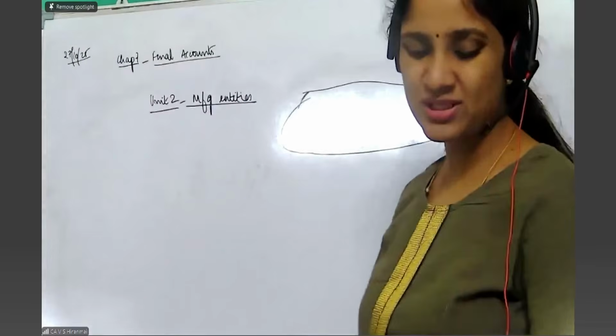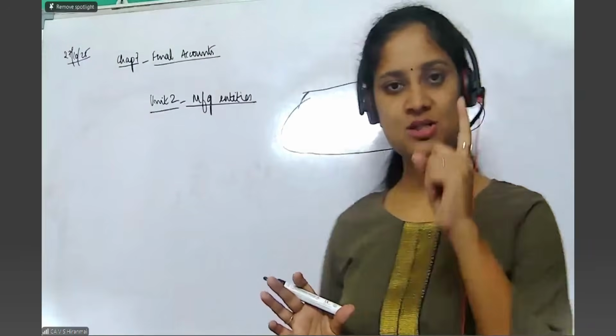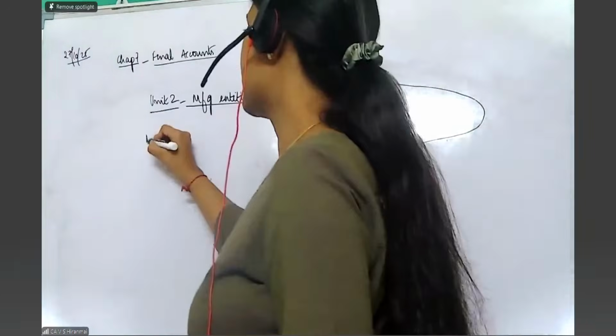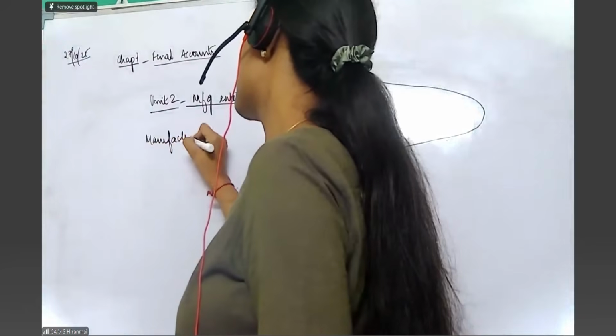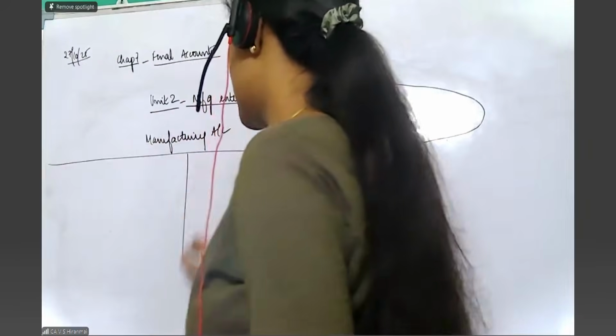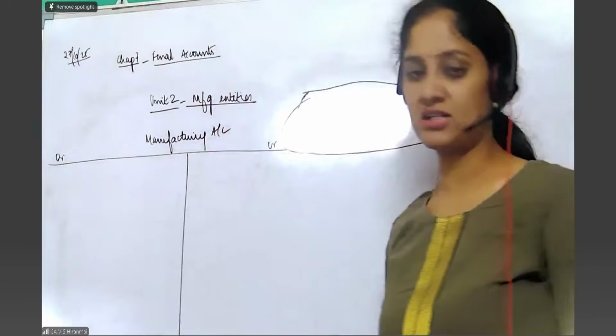So my dear students, it is the same. You will have trading account, P&L account, balance sheet, but there is only one account that is getting added, which is nothing but the manufacturing account. I want all of you to please listen. Very, very important concept. Now, what is it that we will be seeing in the manufacturing account?